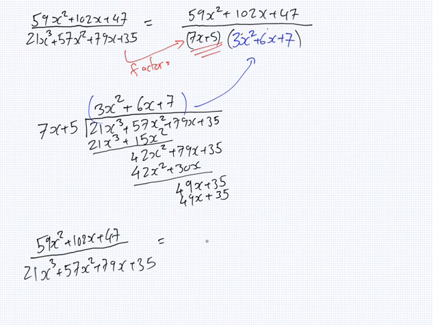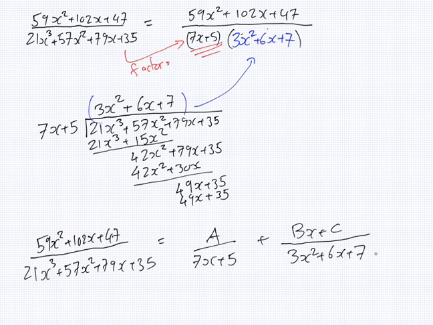(59x^2+102x+47)/(21x^3+57x^2+79x+35) equals A over 7x plus 5 plus Bx plus C over 3x squared plus 6x plus 7. And remember what we're saying is the numerator must be one power lower than the denominator. And in situations where this denominator is a square, then we think one of these should be zero, but that's not the situation here. So it's just like this.